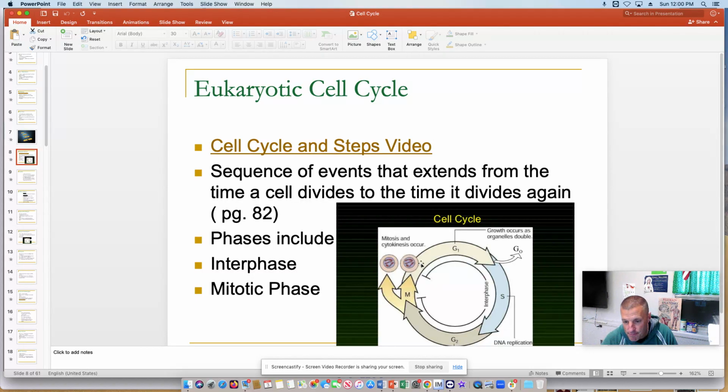Cell divides, then it has to grow and multiply those organelles that are necessary for its general function, for it to get and utilize energy. Then it undergoes the S phase, and the S phase is when the DNA gets copied so that it can split again. And then G2, it makes the proteins that are necessary to split it again, and then it does in fact divide again.